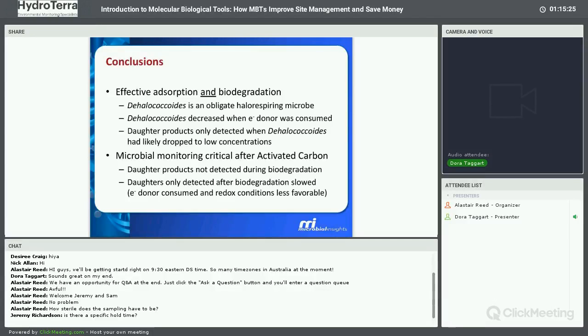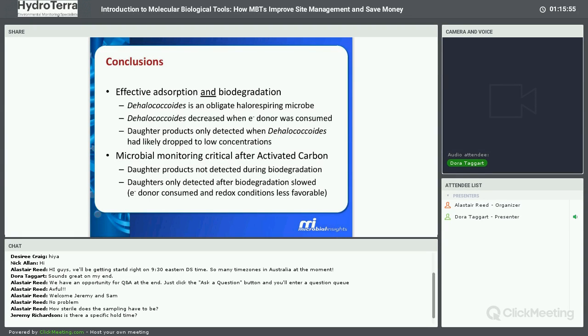So the takeaway from this study is that some of these activated carbon products are new and we are trying to understand the effectiveness in environmental applications. But this activated carbon combined with electron donor and bioaugmentation really resulted in effective adsorption and biodegradation. Dehalococcoides is an obligate halorespiring microorganism, and there's no way that a DHC population of 10 to the 4 would have been maintained for 9 months if there wasn't some type of activity happening there.